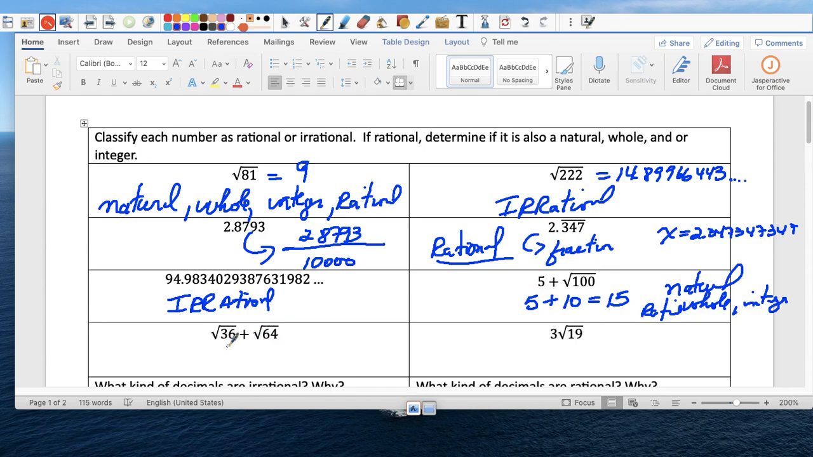Square root of 36 is just another way of saying 6. Square root of 64 is just another way of saying 8. That gives me 14. So again, it's a natural number, it's a counting number. It's a whole number, it's an integer, and obviously rational.